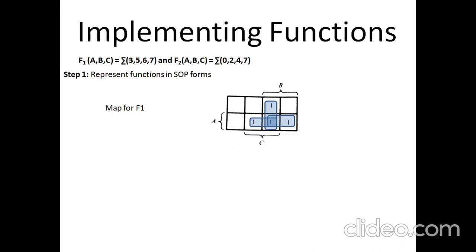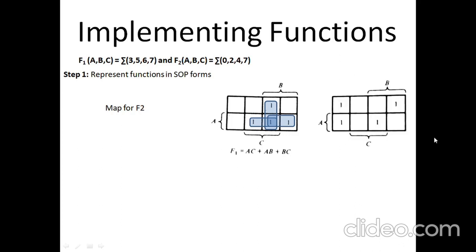Now we can create a product term for each group. For example, the product term for this group is AC, for this BC, for this AB. So the Boolean function f1 would be like this: f1 is equal to AC plus AB plus BC. So we have 3 groups and we have 3 product terms for the Boolean function f1. This is represented in the sum of product form.